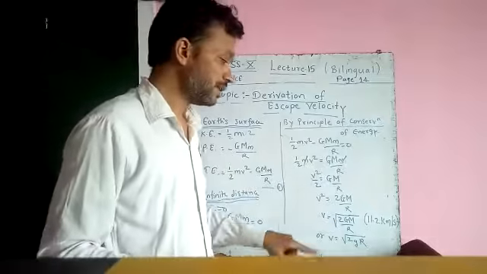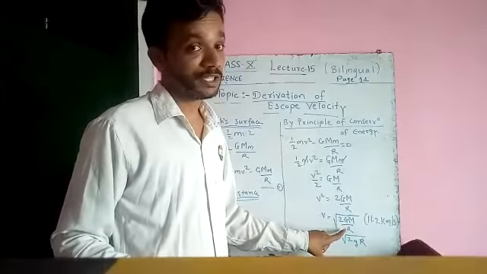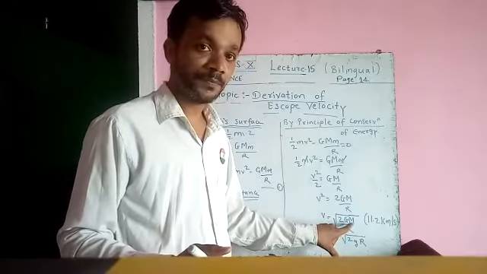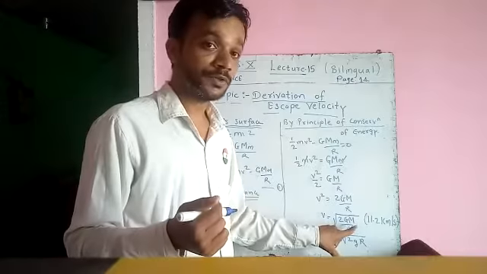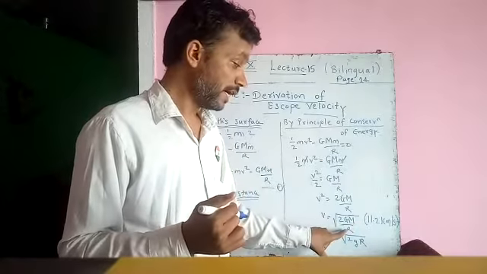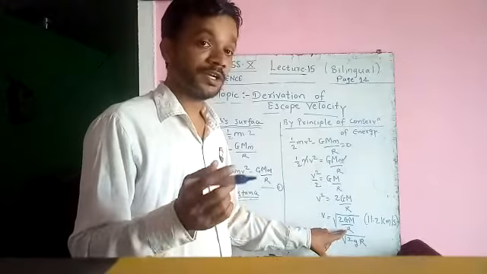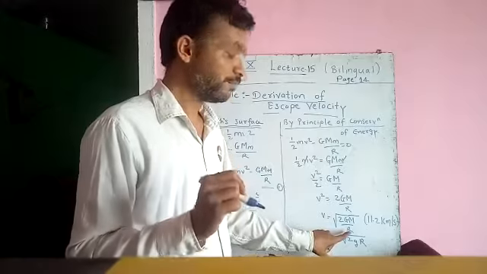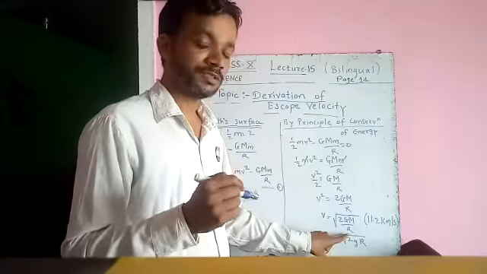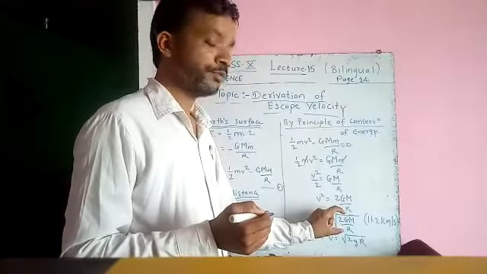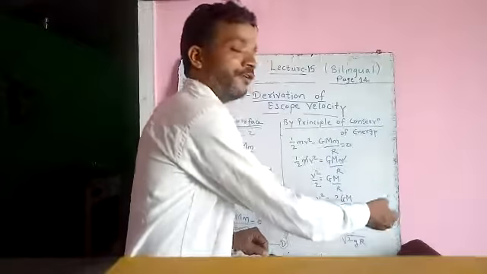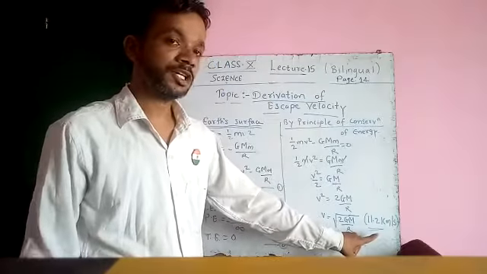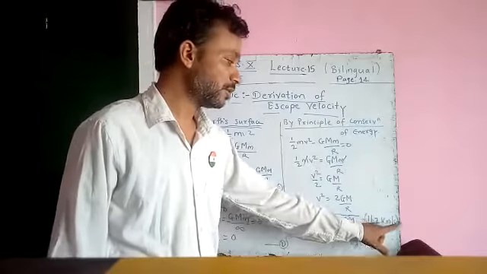If we substitute the value of capital G, 6.673 into 10 power minus 11 Newton meter square per kg square, the mass of the earth M, which is 6 into 10 power 24 kg, and r, the radius of the earth, which is 6.4 into 10 power 6 meter, or roughly 6400 kilometer, we get the velocity required to escape from the gravitational force, that is 9.2 kilometer per second.